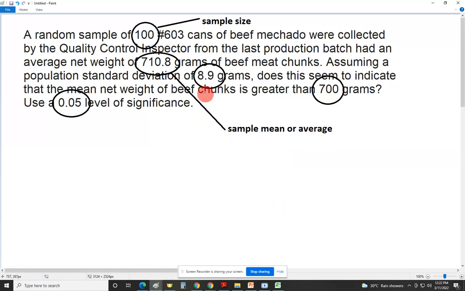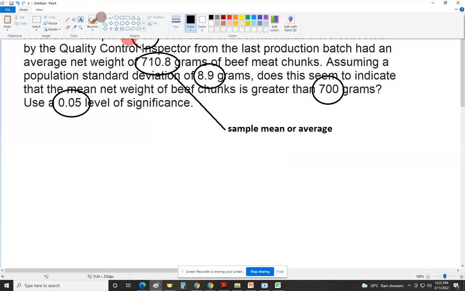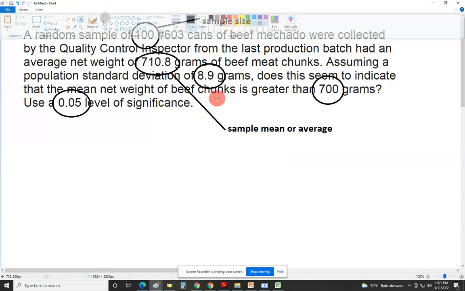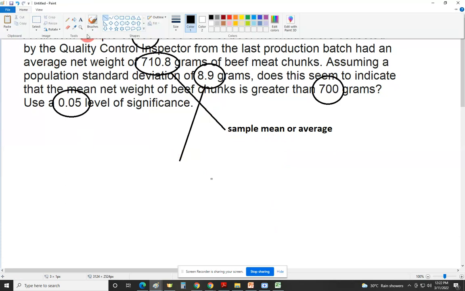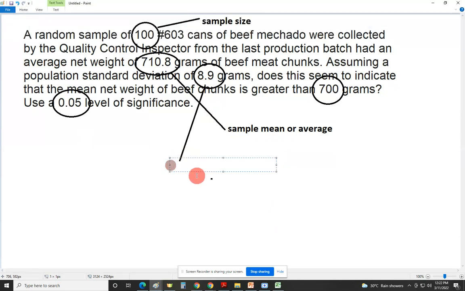Okay, so very good. What about 8.9? Yes, Clarissa. Then followed by Kenneth. What is 8.9, Clarissa? Sigma, sir, or yung population standard deviation. Okay. So very good. Memorize na kaagad yung symbol. So that is population standard deviation, or sigma. And the symbol used here in sample mean or average is X bar.